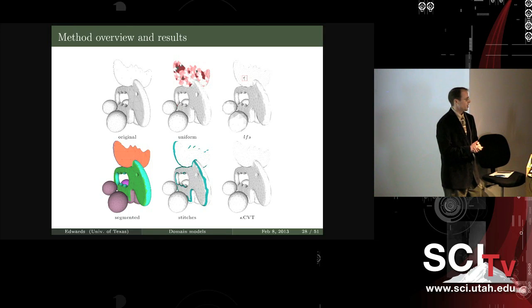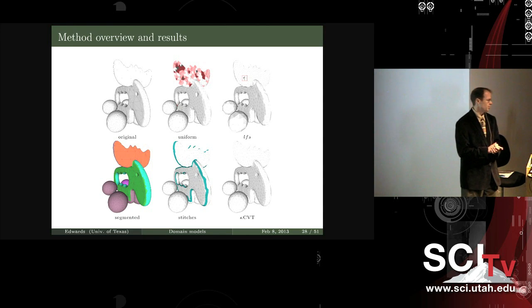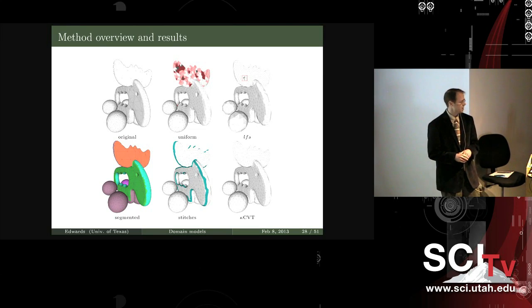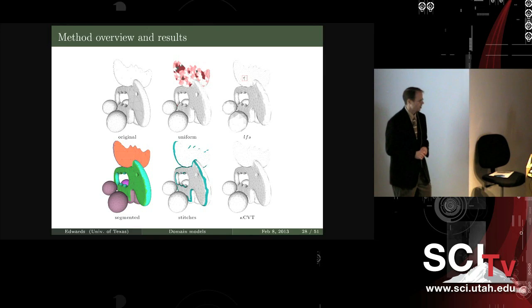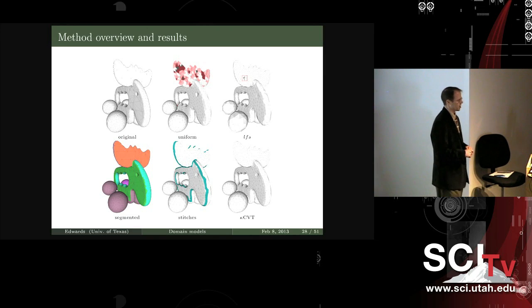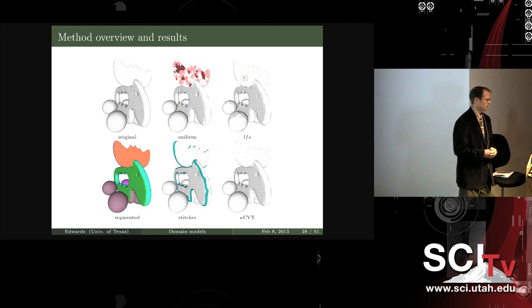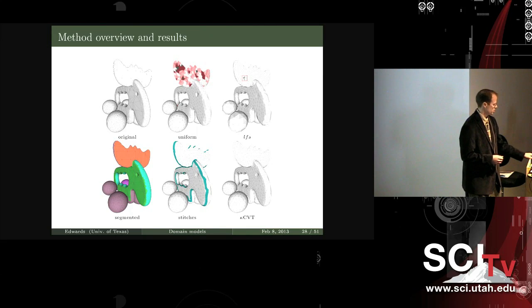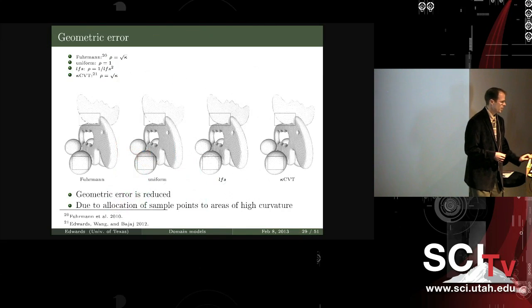So the results were quite good. We avoid topological errors. As you can see, the bottom right is our result compared to the original mesh, top left, which of course doesn't have topological errors, but the uniform and the local feature size algorithms do introduce topological errors.